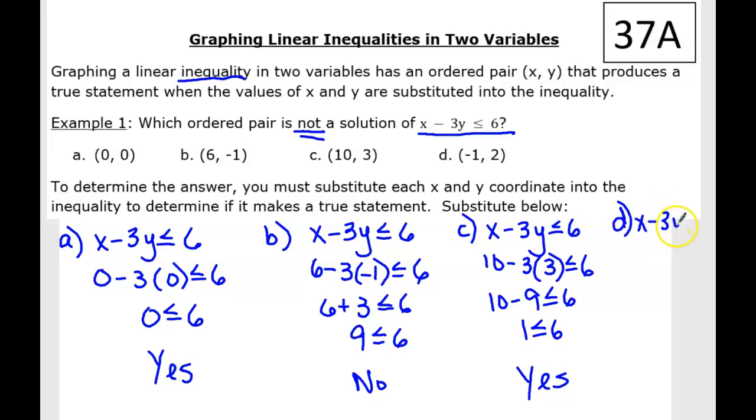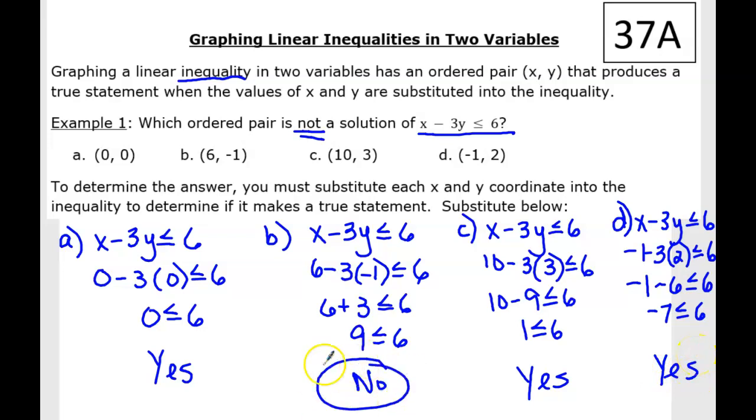All right, and then the final one, D, when I plug in negative 1, 2, I've got x minus 3y is less than or equal to 6. So my x is negative 1 minus 3 times 2. Is that less than or equal to 6? Negative 1 minus 6 is less than or equal to 6, or negative 7 is less than or equal to 6. So this one's true, so that's also a yes. Okay, so the only one that's no is B. So the ordered pair that is not a solution would be 6 and negative 1.